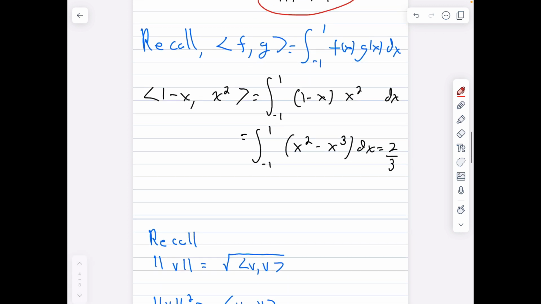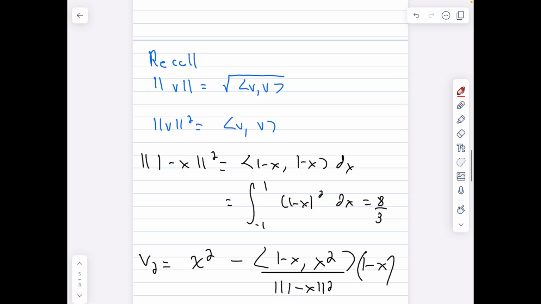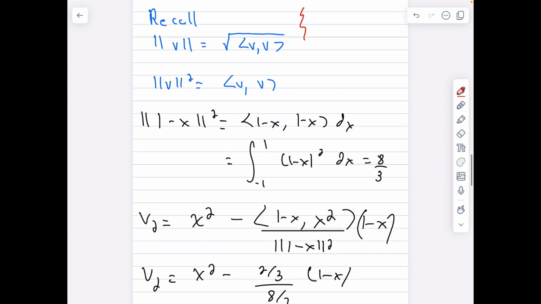So, we go over here real quick. Recall, when you take the magnitude of something, it's the square root of the inner product of the vector with itself. So the magnitude squared is the inner product of the vector with itself. So the magnitude squared of 1 minus x is going to equal the integral from -1 to 1 of (1 minus x) all squared. That gives us 8/3.